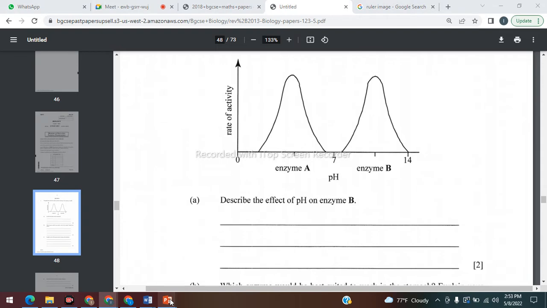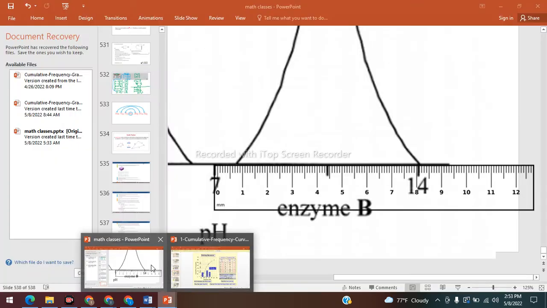Wouldn't you divide 7 by like 2 and then add it to the 7? Wouldn't you get... it wouldn't be there? No, you wouldn't do that. Okay. No.